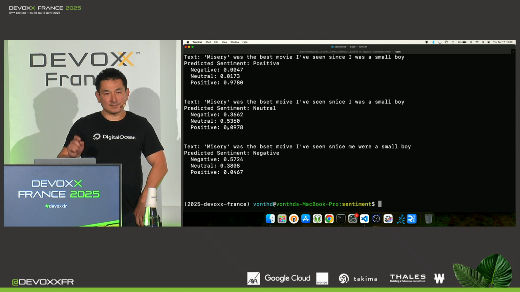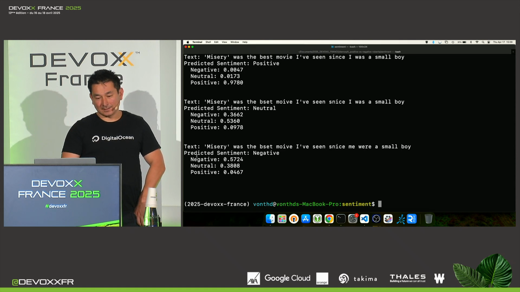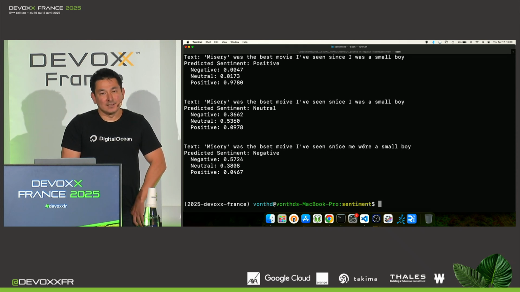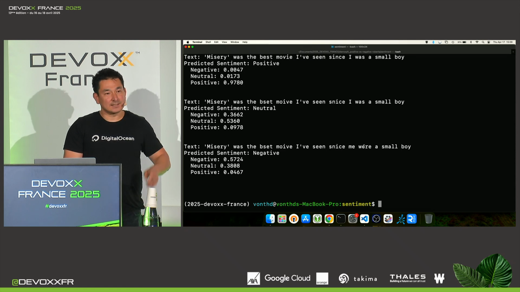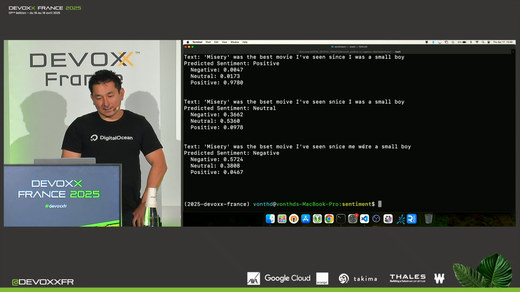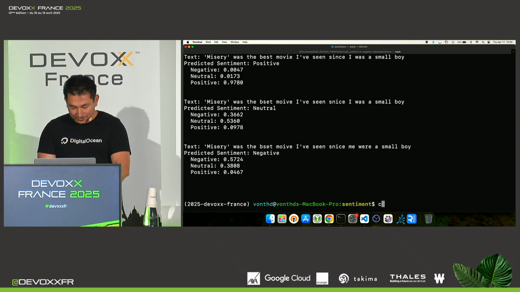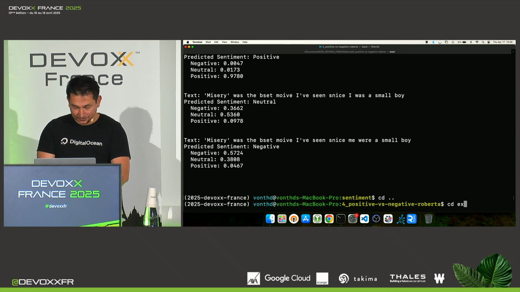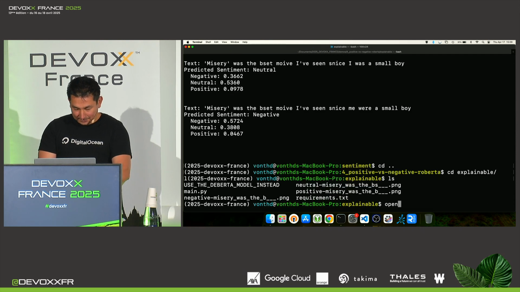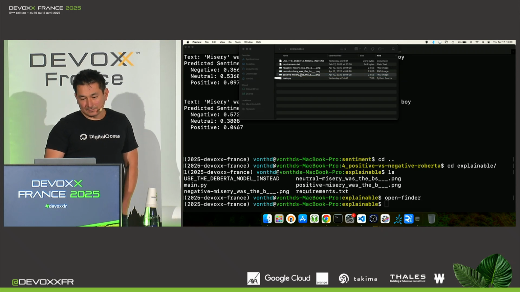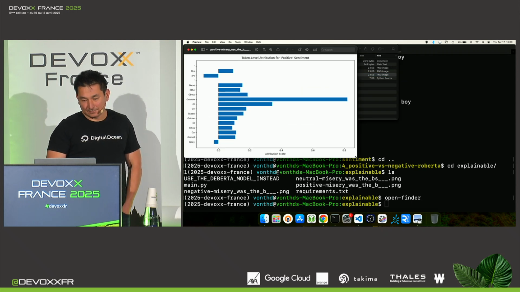And if I make a grammatical error, Misery was the best movie I've seen since me were a small boy, obviously it sounds funny, but reading that you still understand the context of what's being said. But now it's got a negative sentiment with a confidence score of 57%. And you can use Captum, and we're only going to take a look at the positive and negative here. This is what the correct one looks like, right? Positive.